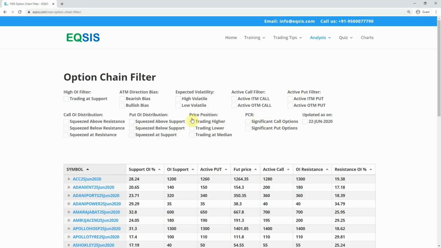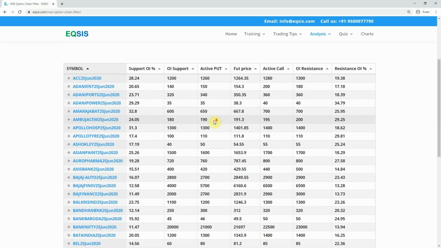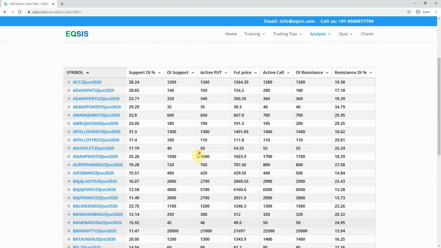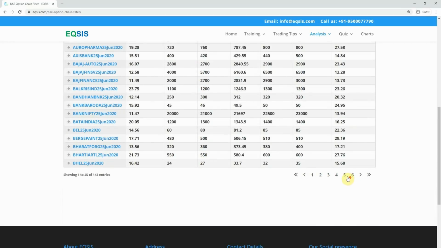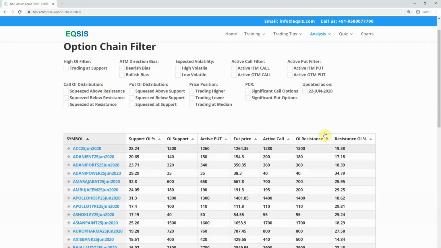Let me explain a few of these filters which can help even a beginner to find some sense out of this particular one. So let me begin with the high open interest filter. You see there is an option called trading at support. If I scroll down, you see there are a lot of companies here, and there are close to 6 pages. So it runs through close to 150 companies or so.